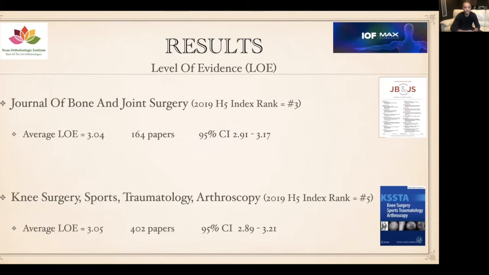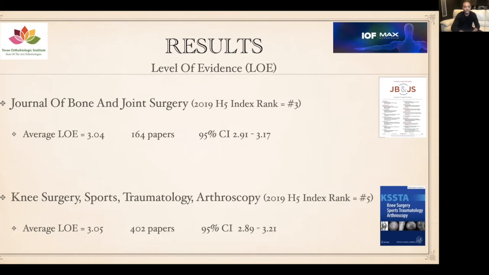JBJS, perhaps the most well-known by name orthopedic journal, was the #3 ranked journal in 2019. The average level of evidence across 164 papers was 3.04, with a 95% confidence interval of 2.91 to 3.17. Again, very narrow confidence intervals. Most of these papers hovered right around the level 3 evidence in that journal.